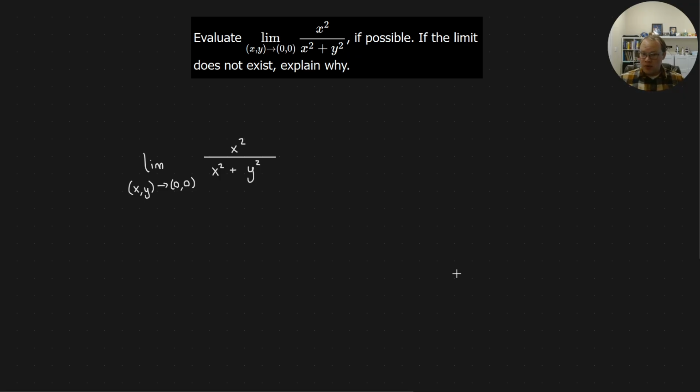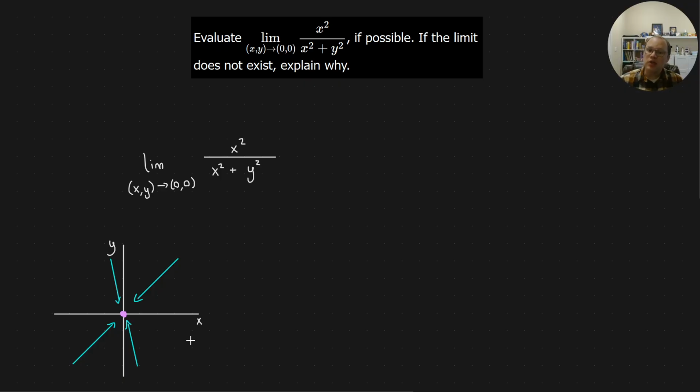Now, in order for this limit to exist, it needs to exist and agree as we approach (0, 0) from every possible direction. So taking that overhead view again, looking down the positive z-axis, just the xy plane, here is the point (0, 0). No matter how I approach it, if the limit's going to exist, it needs to exist and agree from every direction.